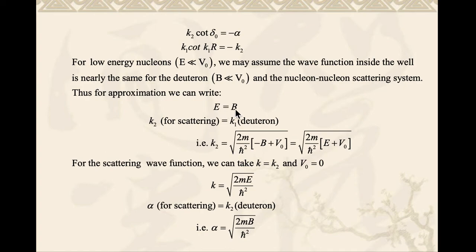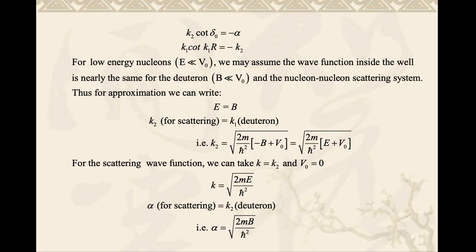So for a similarity, you can say this K1 and K2. And for approximation, the first one is E is equal to B, that we have written. And this K2 is for scattering. K2 for scattering is equal to K1 for deuteron, by comparison of this equation. And we have K2 written as root of 2m by h cross square. This expression for K1 is 2m by h cross square into minus B plus V0. And since this E is equal to B, you can write it as 2m by h cross square into E plus V0. And for the scattering wave function, we can take K as K2.